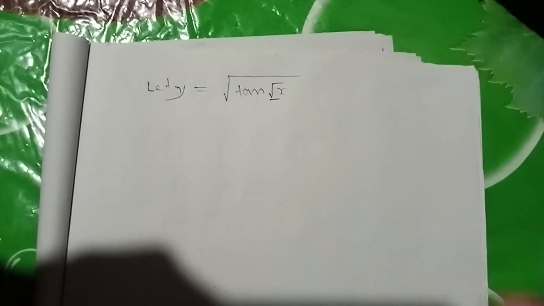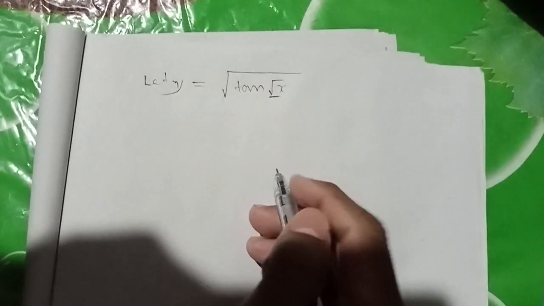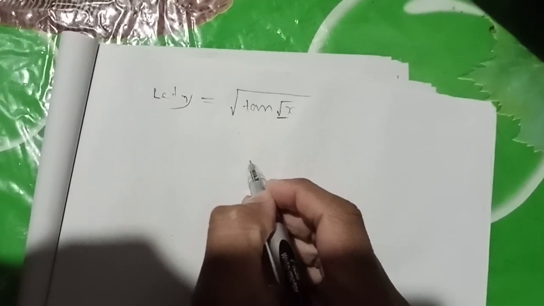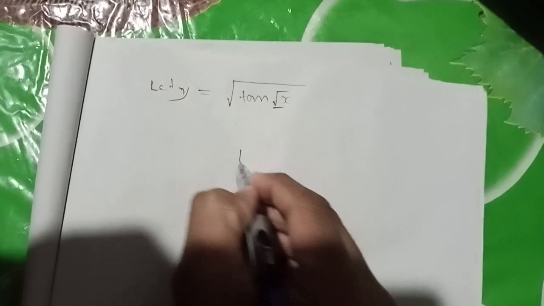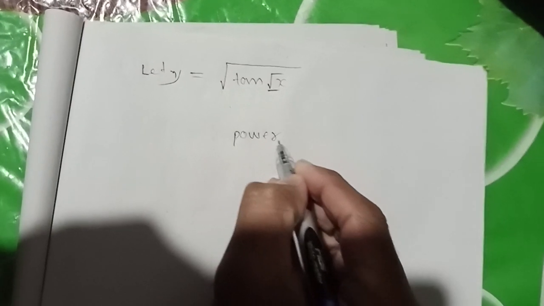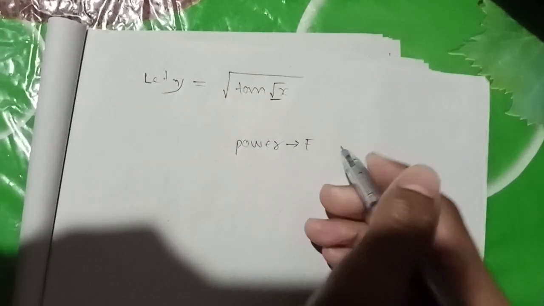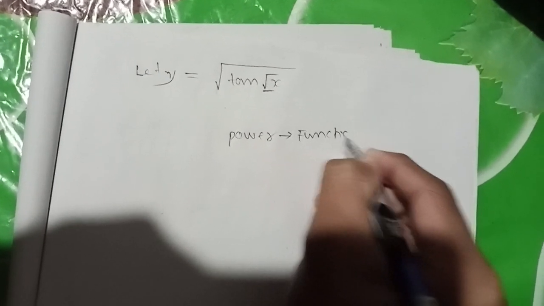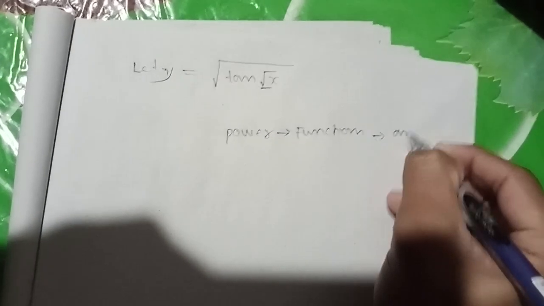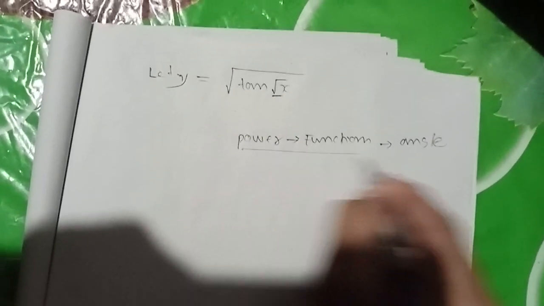To do this numerical, another thing you need to remember is that when we differentiate any function, we need to memorize a thing: at first the power. We need to take the derivative of the power, and then we approach the function, and then the angle, and that's it. This is crucial. Please keep it in your mind.